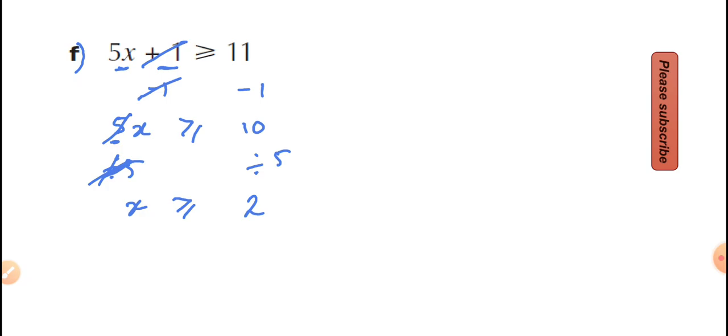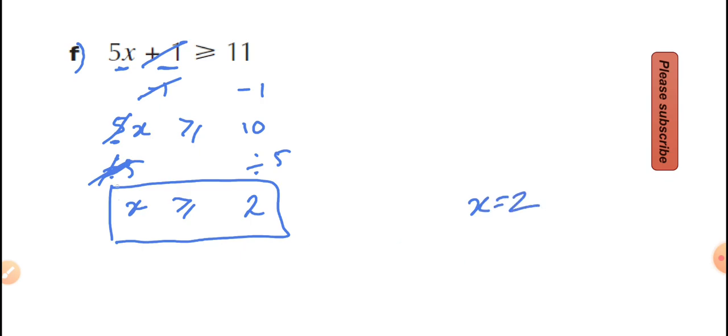So this is the answer, and if they asked an additional question, what is the smallest value that x could have? The smallest value that x could have is 2, because x can be equal to 2. But we know from this here that x has to be equal to or greater than 2.